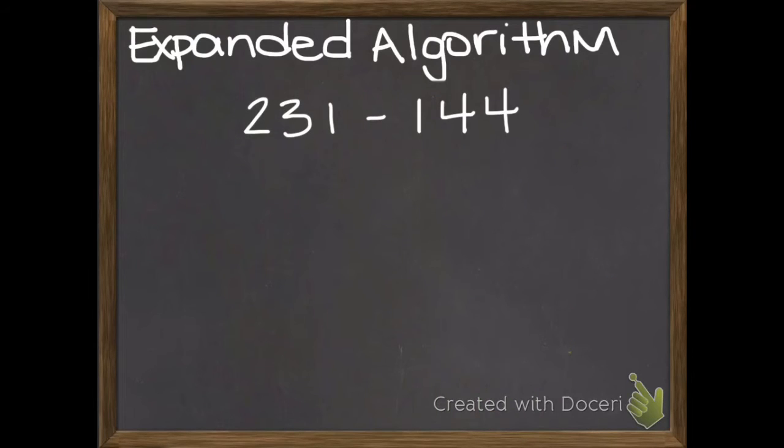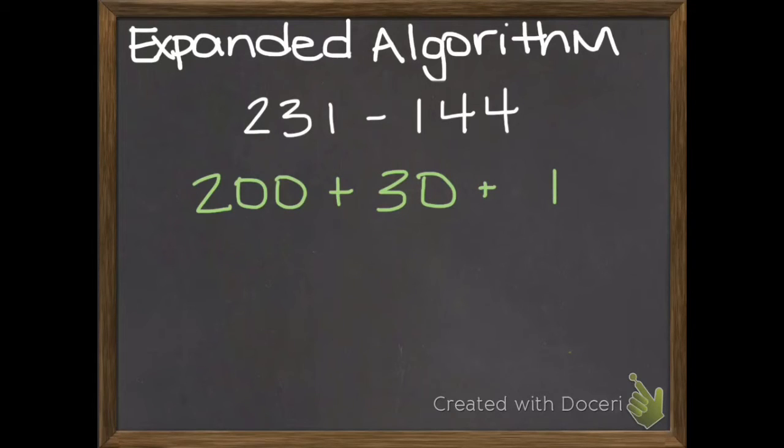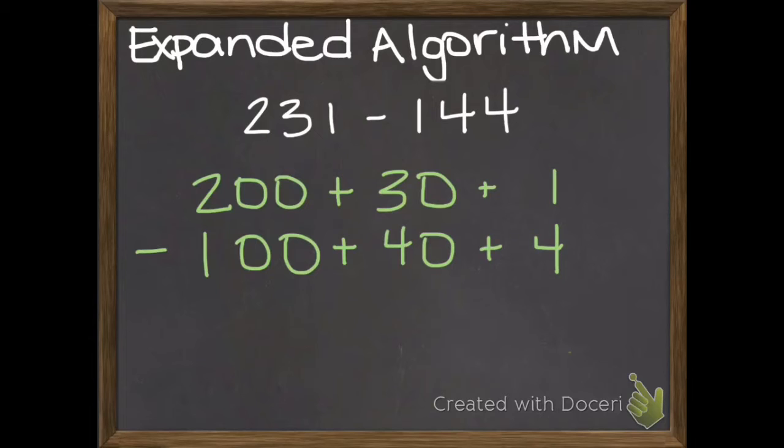Let's try that the same way using numbers instead of pictures. We call that the expanded algorithm. First we write 231 in expanded form. Then we write 144 in expanded form. And remember, we are subtracting. We always start back at the ones.